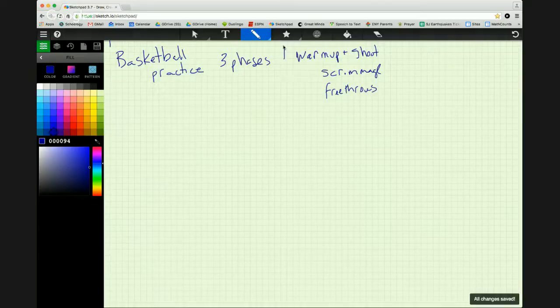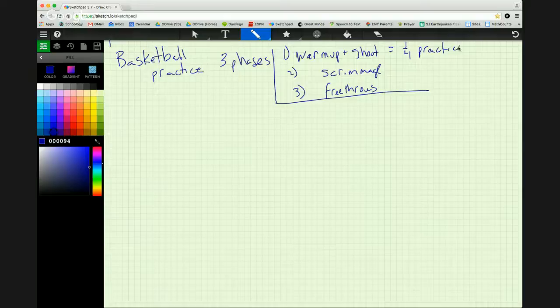So this is part 1, this is part 2, and this is part 3. And they're independent. And that's the entire practice. The way that we do this problem is we're going to say warm up and shooting is 1/4 of practice. The scrimmage is 1/2 of practice. And then we shoot free throws for 15.